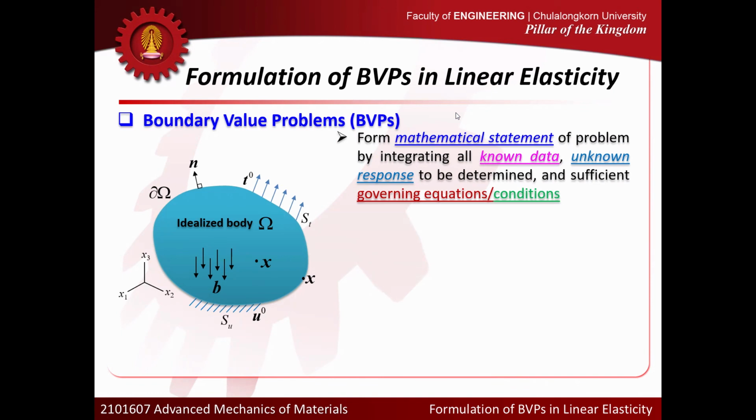Now, once we get all the things that we need, we get the known data, we specify the unknown response of interest, or we choose the primary unknown that we want to use in the formulation. We know the governing equation. We also know the condition on the boundary. So if we know all four components here, now we are ready to formulate the boundary value problem.